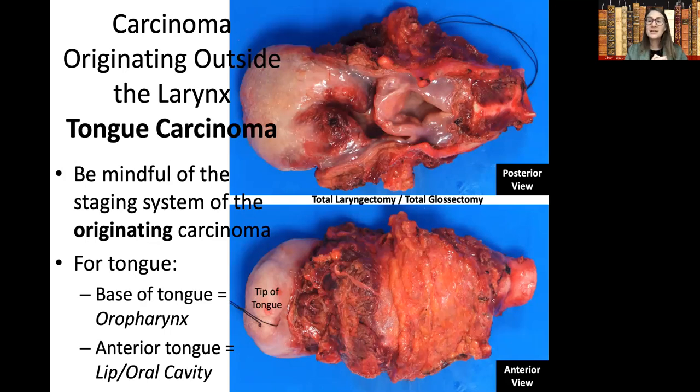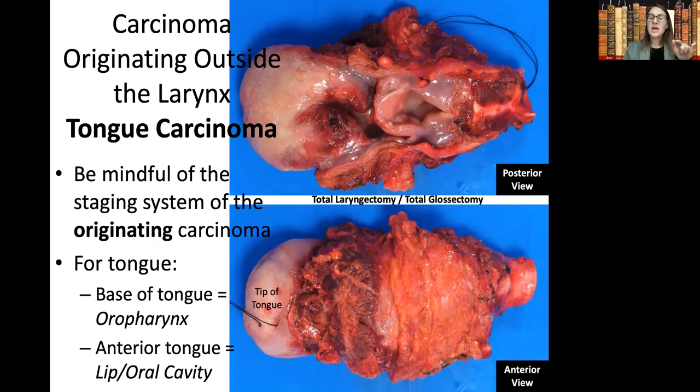So the tongue is separated into the anterior tongue, right, before or anterior to the circumvallate papillae, and the posterior tongue, posterior to the circumvallate papillae, which is essentially the base of tongue. So remember, the anterior tongue is staged with the lip and oral cavity system, and the base of tongue is staged with the oropharynx, i.e. the pharynx synoptic. Yes, we remember the pharynx synoptic from before.